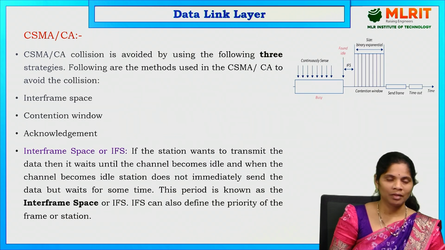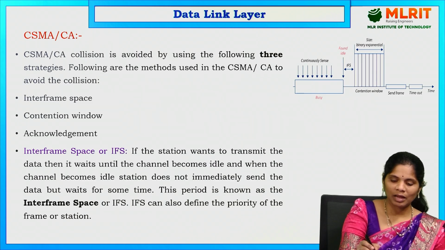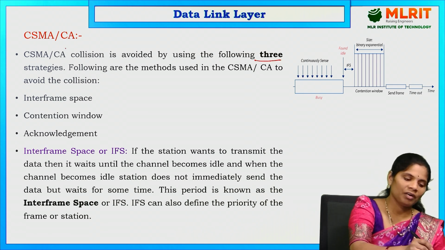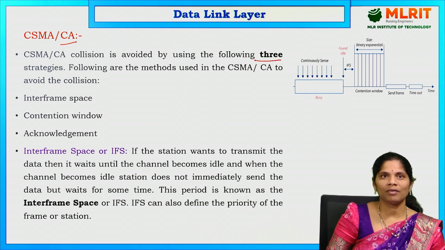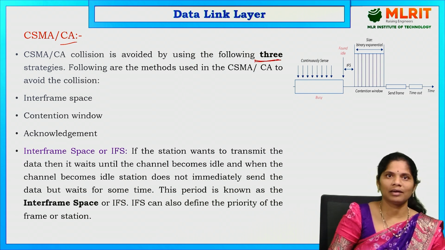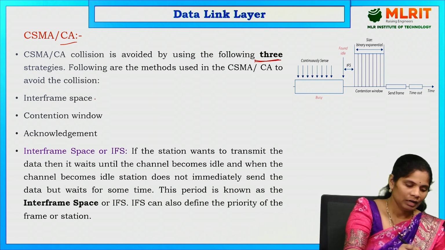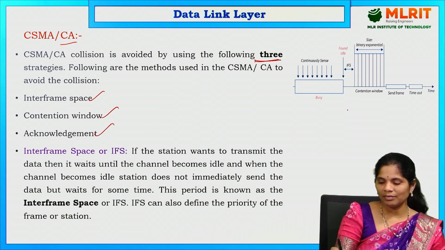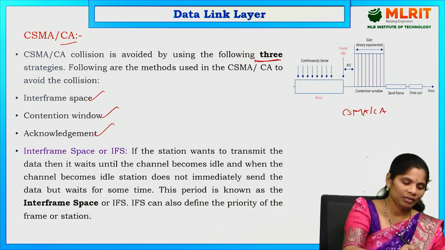At the same time, this CSMA/CA is mainly avoided by the following three strategies. How is it going to be avoided? Collision avoidance, right? Mainly it has three strategies. The first one is the interframe space, the second one is the contention window, and the third one is the acknowledgement. This is the picture of the CSMA/CA collision avoidance.